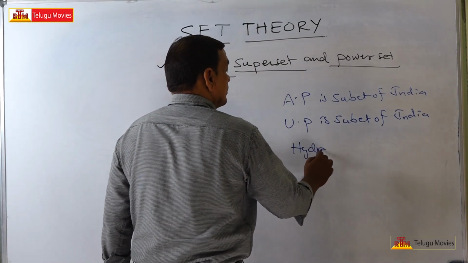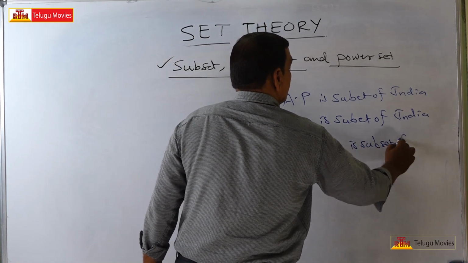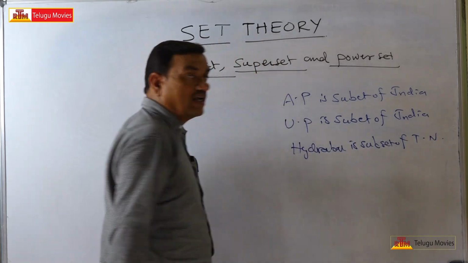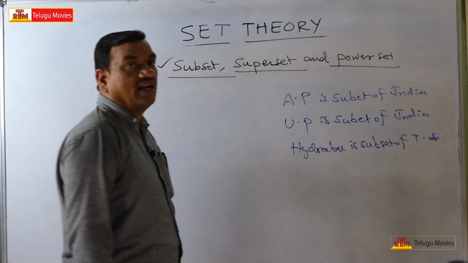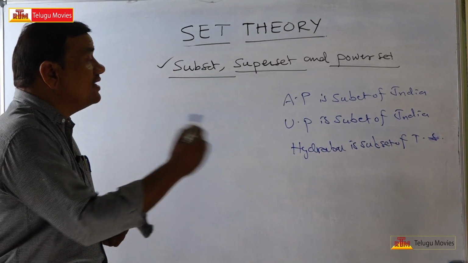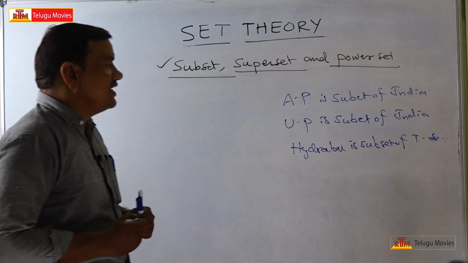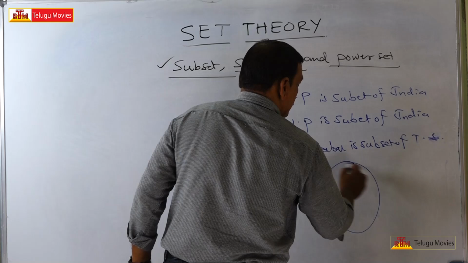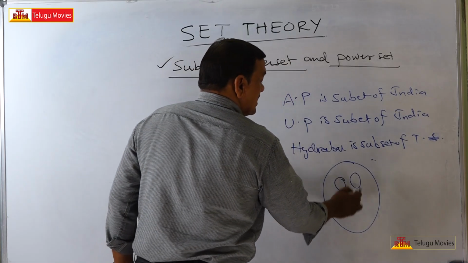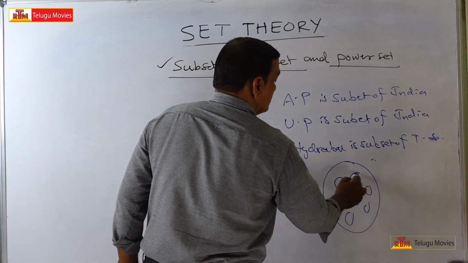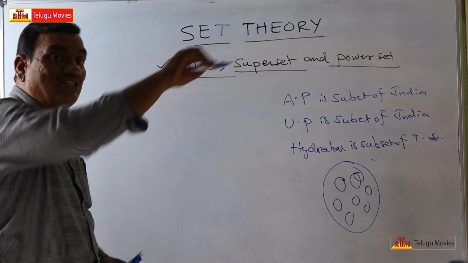Hyderabad is a subset of Telangana. Telangana, TS, not TN. TN means Tamil Nadu. TS, Telangana state. Hyderabad is a subset of Telangana state. So from this, what you can say is, if there is a big set, whatever may be the set, and if there are small sets inside it, they are called subsets of that set.